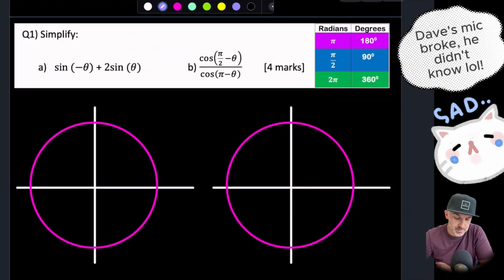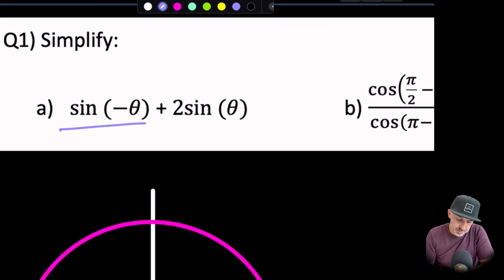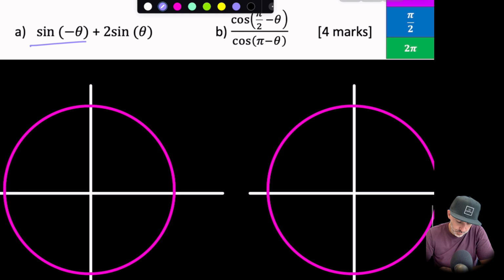Okay, so I have two exam-style questions here. They're worth 4 marks. We should be able to do them quite quick. Let's have a look. So sine negative theta plus 2 sine theta. Well, we just saw that in property 1. If we moved in the clockwise direction, that would be minus theta. So this value would be theta, but we're moving this way.